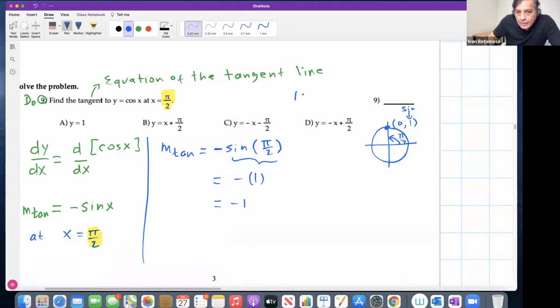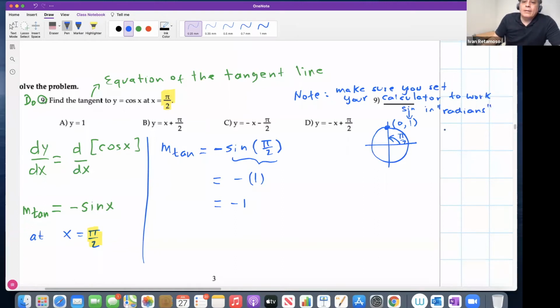Note: make sure you set your calculator to work in radians. This is something that is going to help you even in Calculus 2. Calculus 1, Calculus 2, mathematicians work in radians. Very rarely do they work in degrees, right? Yeah, radians. All right, so -1.